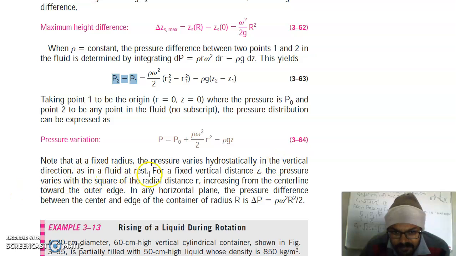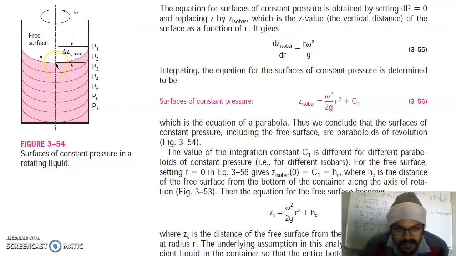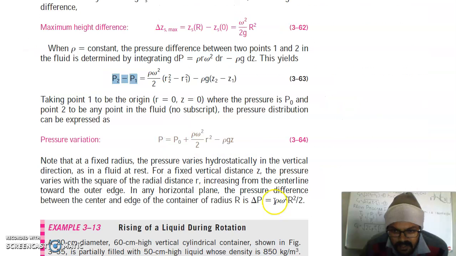Note that at a fixed radius, the pressure varies hydrostatically in the vertical direction as in a fluid at rest. For a fixed vertical distance Z, the pressure varies with the square of radial distance R, increasing from the center line toward the outer edge. In any horizontal plane, the pressure difference between the center and edge of the container of radius R is del P is equal to density omega square R square by 2. Means the difference of the pressure at this point and at this point in the horizontal direction is equal to this pressure.